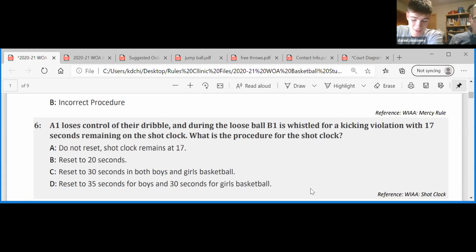B, 20 seconds. That would work if you were playing college ball. 30, somebody else? Anybody else? 35. Does losing control also mean losing possession? I'm not going to give you that one right now. I'll answer that one in a little bit. Do not reset. Yeah, shot clock remains 17 then.